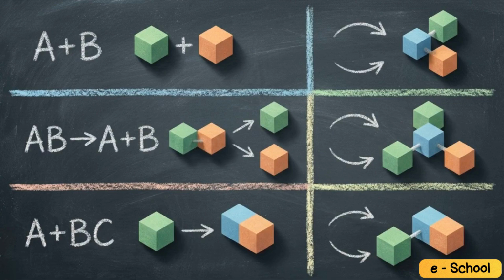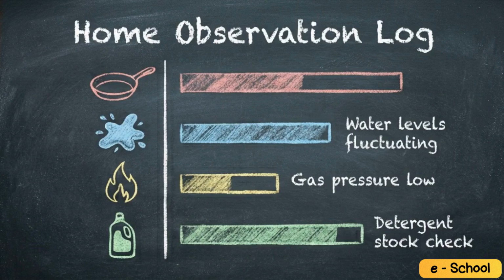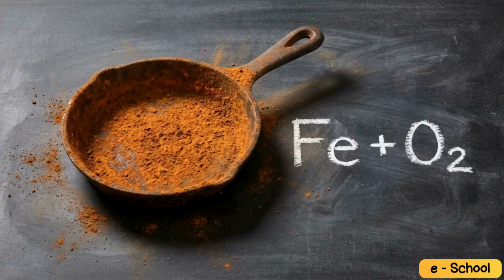Identifying these basic A, B, and C block arrangements allows you to recognize the structure of most chemical equations you encounter. These abstract formulas describe the physical changes happening around you every day, from cooking to cleaning. When an iron pan rusts, you are observing a synthesis reaction, as iron binds with oxygen from the atmosphere.